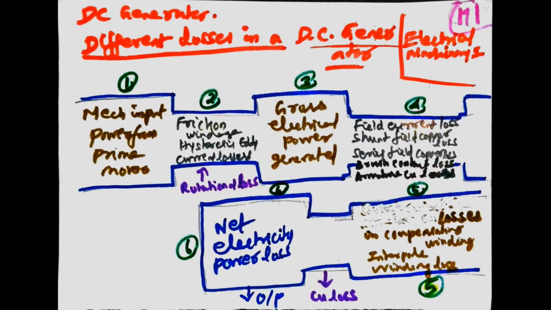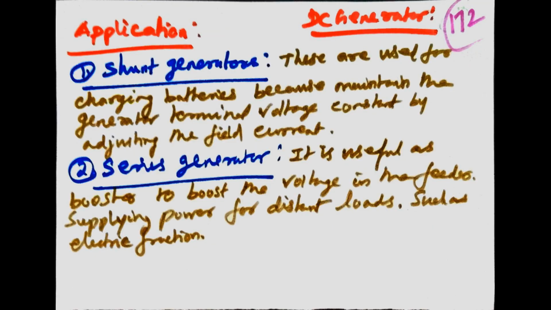Third, field current losses: shunt field copper losses, series field copper losses, brush contact loss, armature copper losses. Fourth step. Fifth step, losses in the compensating winding and interpole winding. Sixth step, it goes to net electrical power, that is the output.